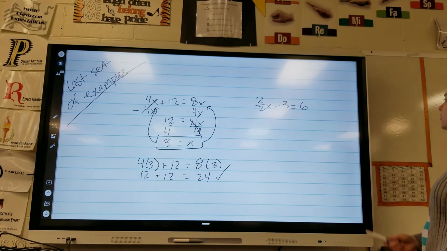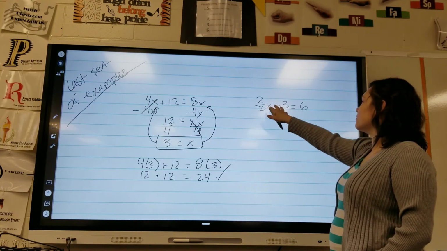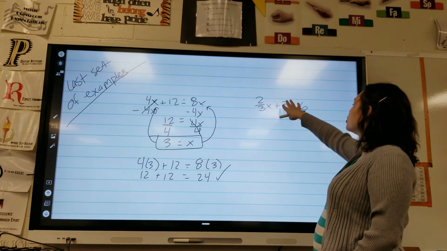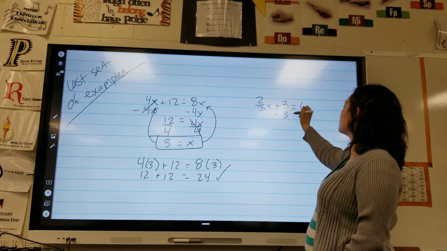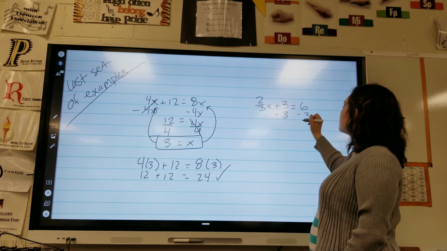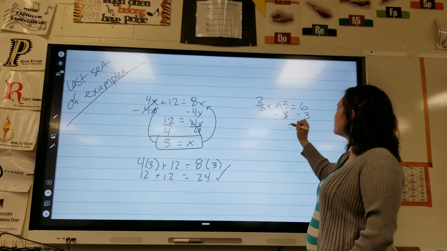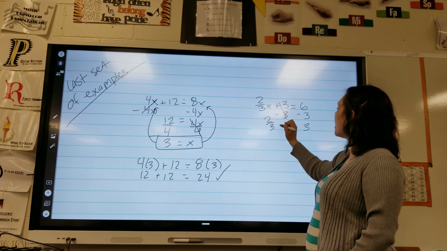All right, now for this last example. Before we get to this fraction, we're going to do the opposite of adding 3. So subtract 3, subtract 3. You get 3 here, those cancel. This is equal to 2/3 x.